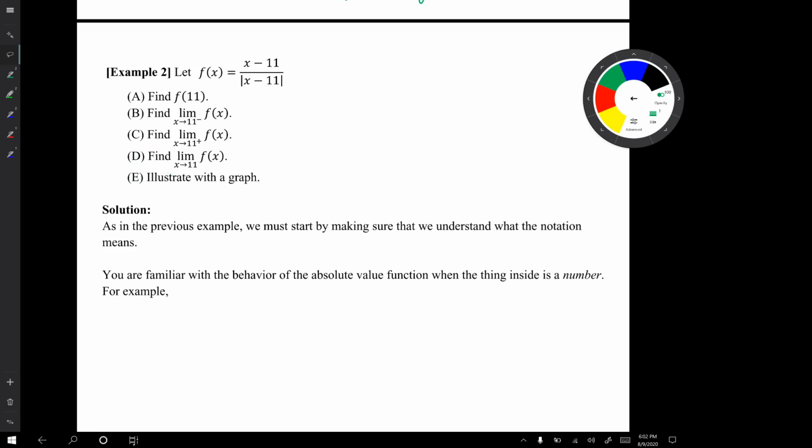As with the previous example, it's important to understand what the notation means. To start with, let's think about the absolute value function. Most of you are probably comfortable with what you know about the absolute value symbol. So, for instance, the absolute value of 5 is 5, the absolute value of negative 7 is 7, and the absolute value of 0 is 0.